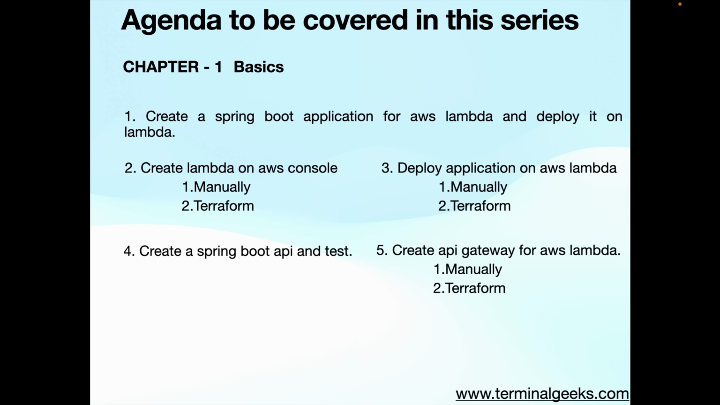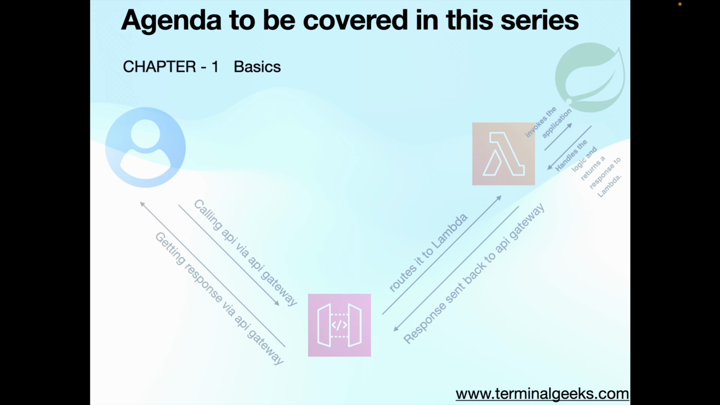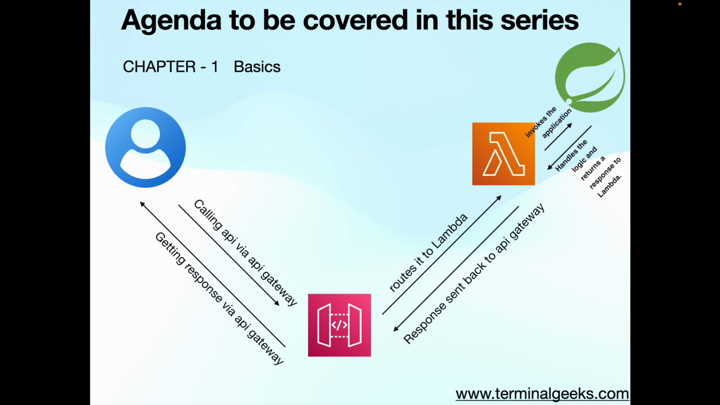on the Lambda. And the last thing in this chapter is to create an API gateway for AWS Lambda to call that API from Postman or other services like any other UI interfaces. So this is chapter one, basics, and this is the flow chart of chapter one.